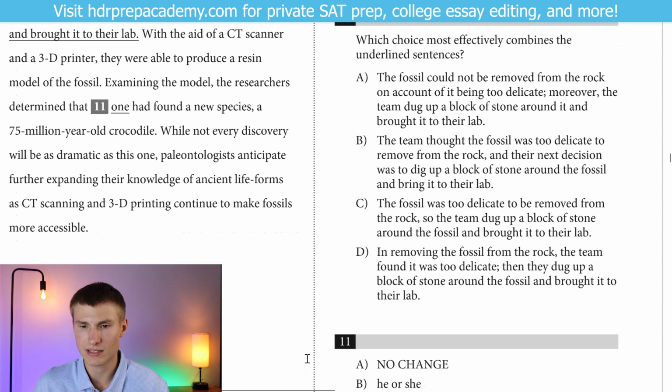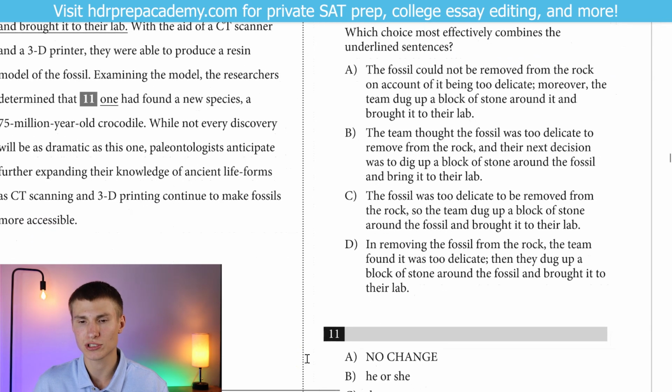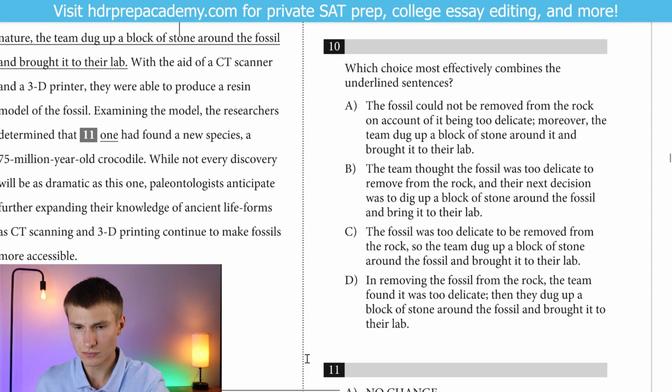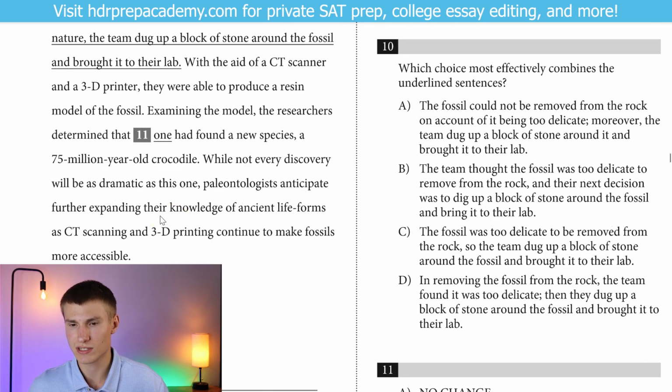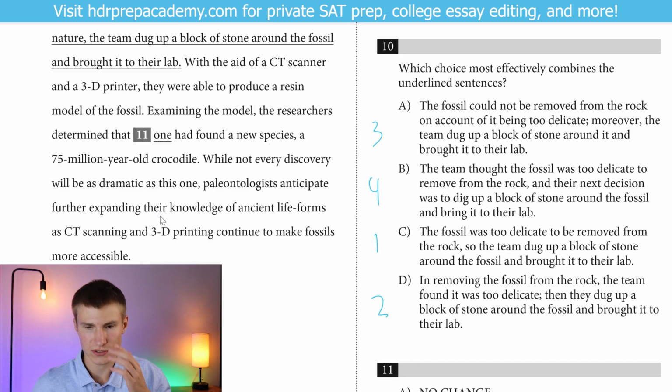When dealing with combining underlined portions like this, what you want to do is start with the shortest answer choice first. Okay, so if I'm looking at this, I see my shortest answer choice is going to be C, so I'd start there, then I'd go D, and then I'd look at A and B as being 3 and 4 there. So let's go ahead and start with 1.